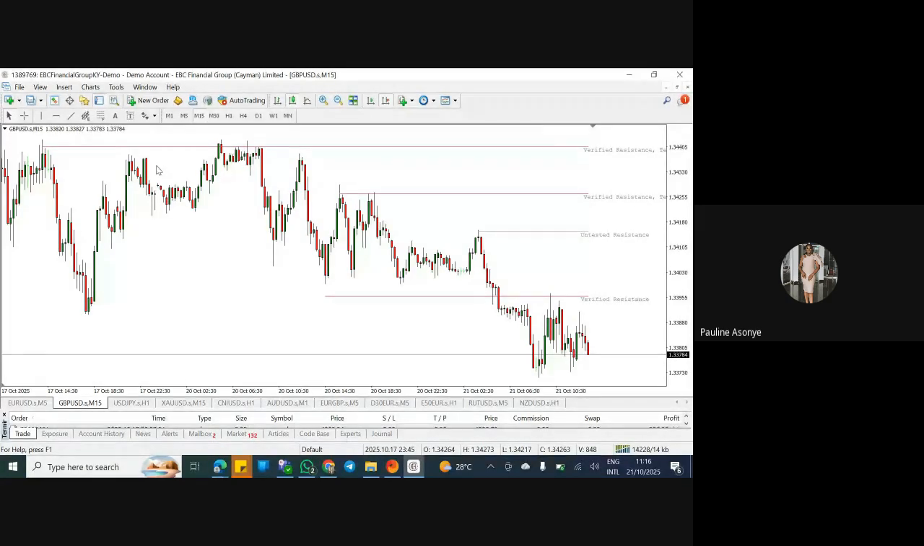Okay, let us start from market execution. There are two types of execution in the market. We have one, market execution or instant execution. Two, pending orders. Under pending orders, we have four types of pending orders. We have buy stop, buy limit, sell stop, sell limit, right?